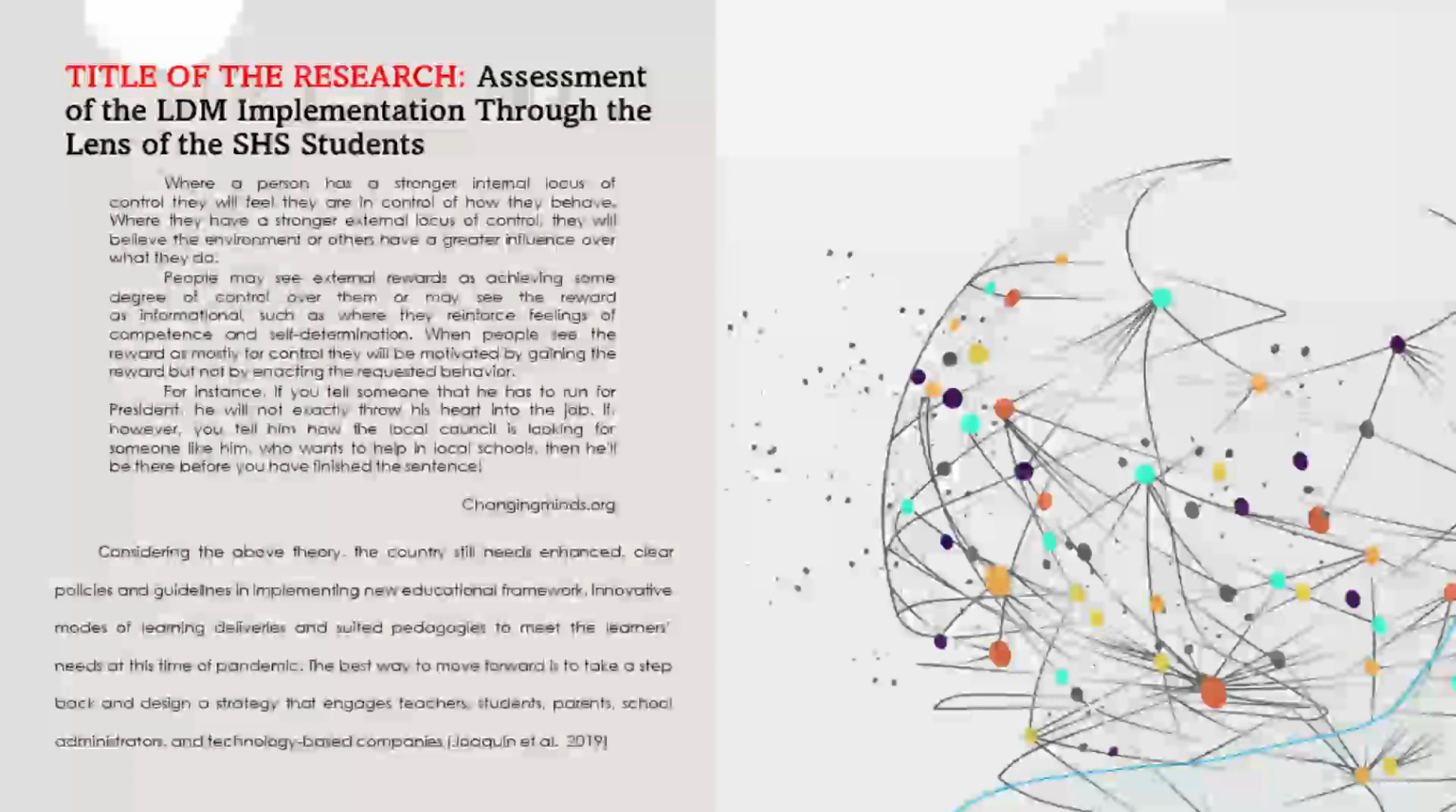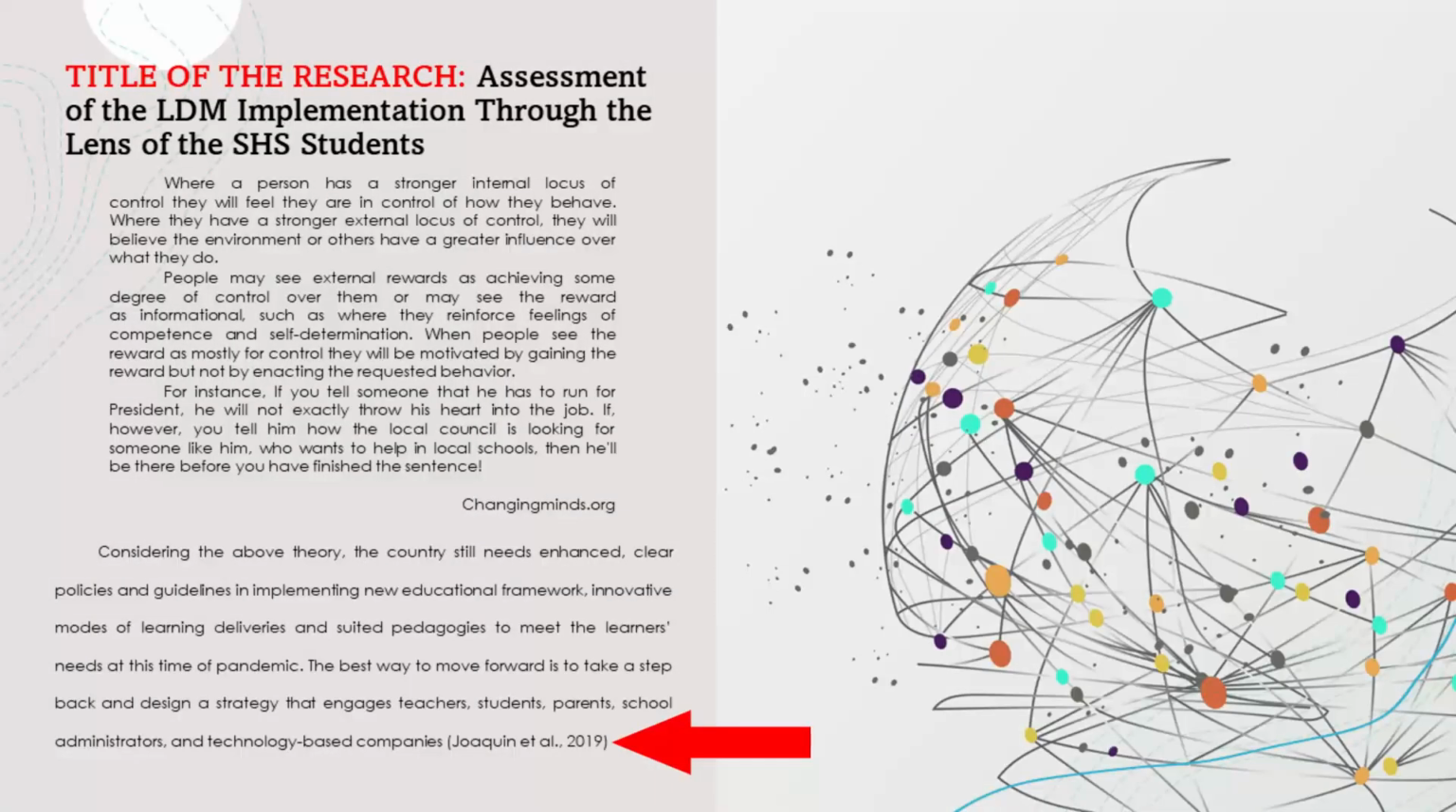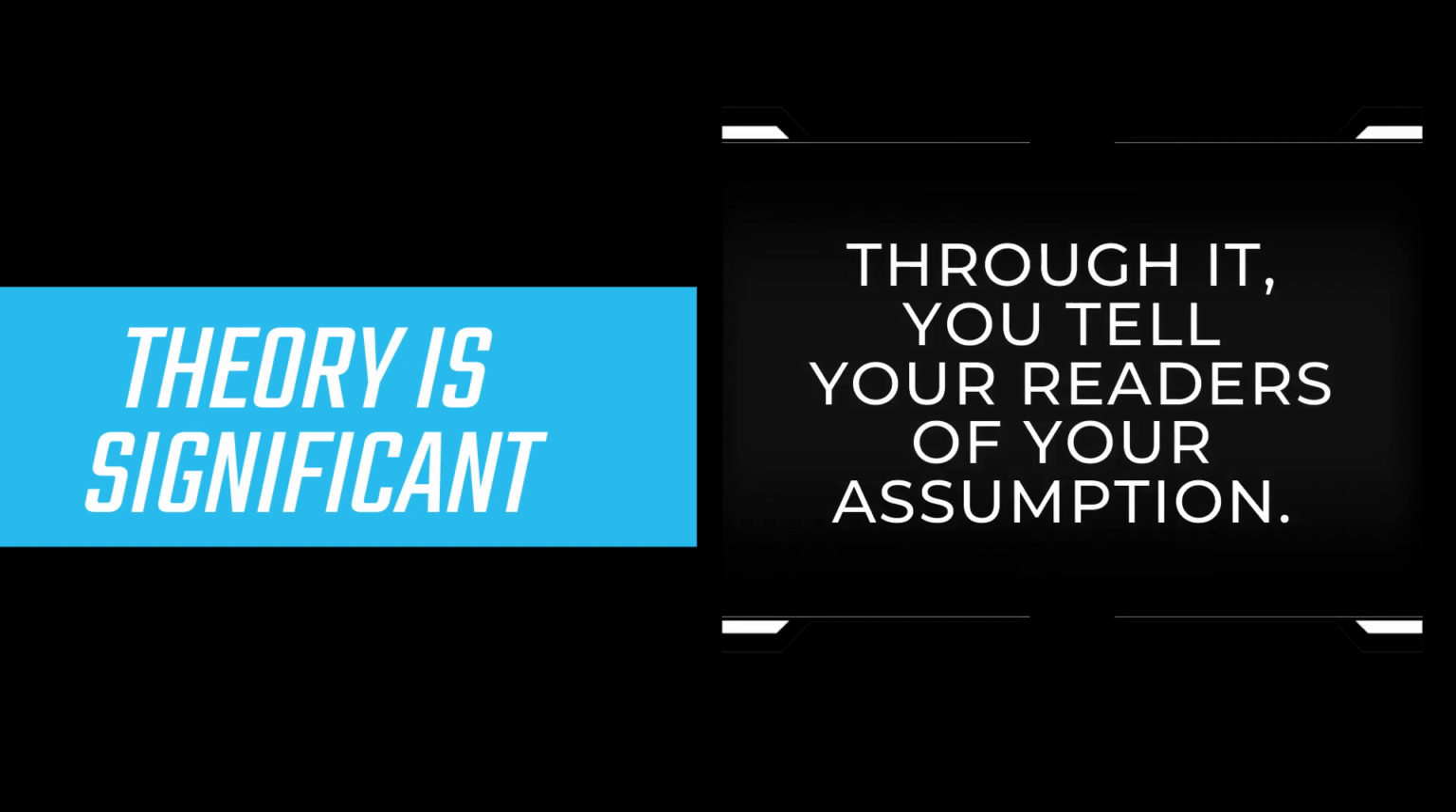It is also important that you cite the source of your data, as showcased by the use of the index citation Joaquin et al. 2019 in the example provided. Always remember that theories help you frame your research within a clearly defined field, because through it, you make the reader aware of the assumption you make.